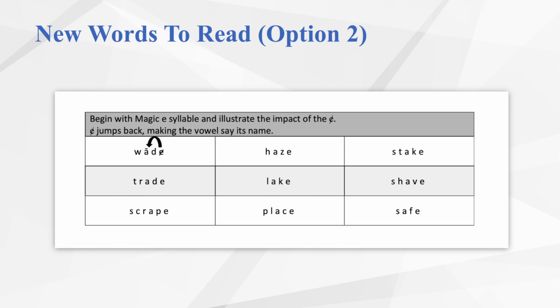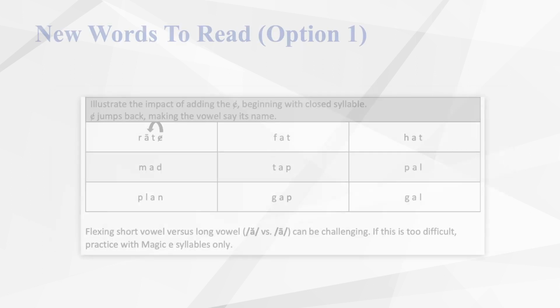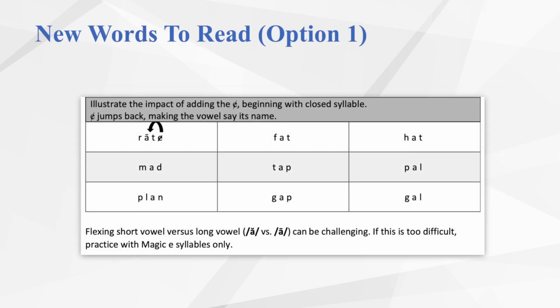Next, you would continue as you would with other words to read activities. You do invitations, extensions, and race the teacher. You want to work on exposure to these words, so you want kids to read the words at least 5 times. If you begin with the closed syllables, it might look something like this.